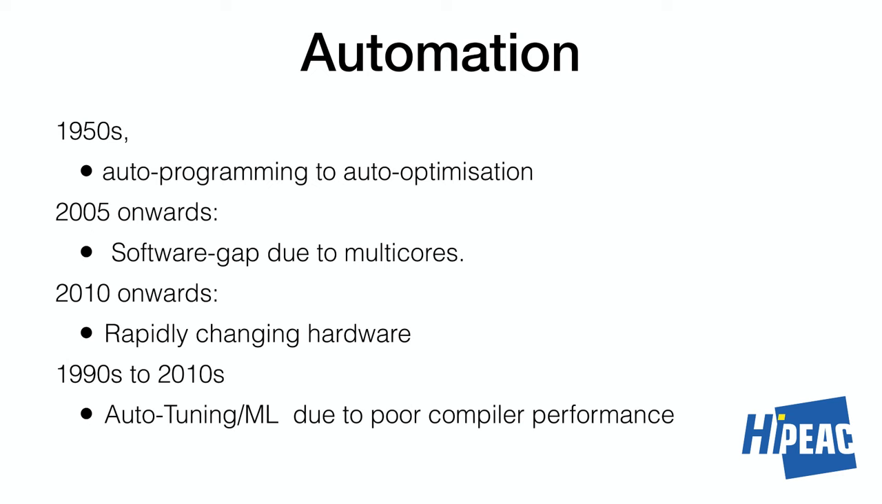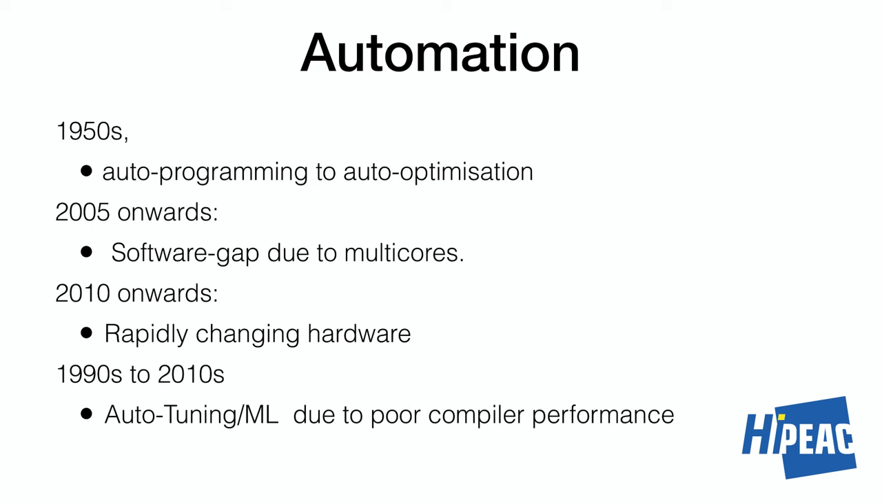Early Fortran compilers did that work for you. They also went to auto-optimization. In other words, compilers started to work out how to use your registers. So that's a really big thing. And the 60s and 70s were really a heyday for new languages and automatic tools such as Lex and Yacc to make that pipeline faster.